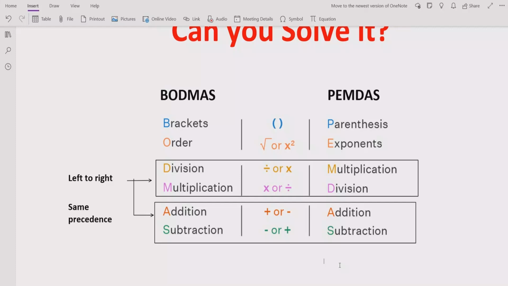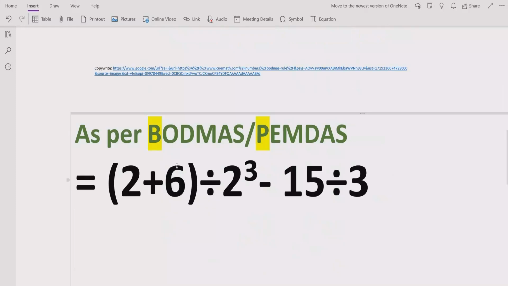You have to go left to right in your expression and find out division and multiplication. And both have similar precedence, so you can solve any of them which is coming first. Either you are using the BODMAS or PEMDAS, the rule is same. Similarly, for addition and subtraction, we have same rule. We can solve addition first if it is coming first, and we can solve subtraction first. So now we have to solve the given expression.